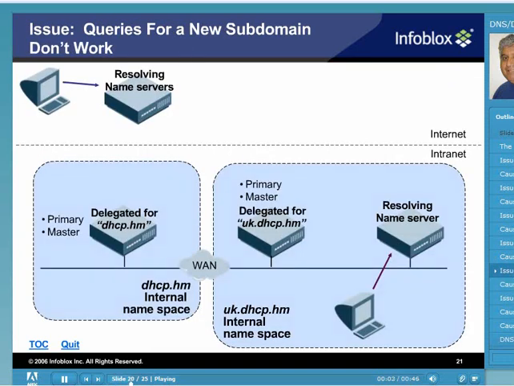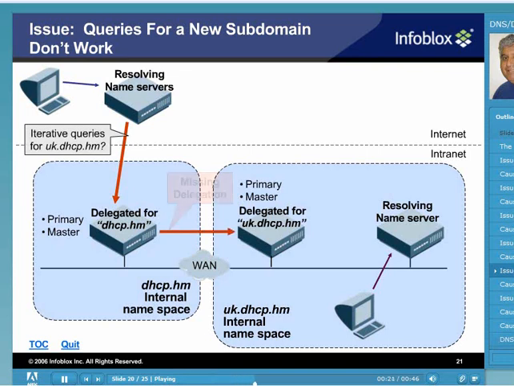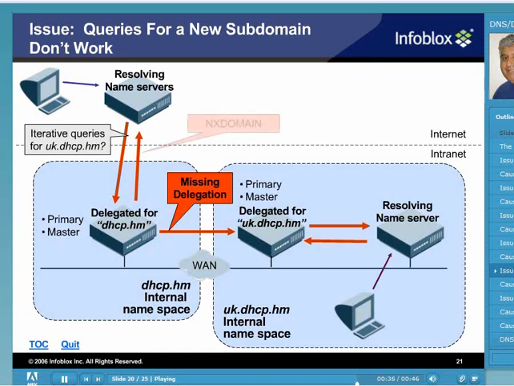For our next situation, imagine that you set up a new subdomain and everything seems fine, but queries to it error out. We, as an external client, send our iterative queries to the delegated server for dhcp.hm. It in turn sends or tries to send our query over to a delegated server for uk.dhcp.hm. This should work because we tested the servers responsible for uk.dhcp.hm and all seems well. Since we don't get a response back from uk.dhcp.hm, we send the NXDOMAIN error back to the original client.